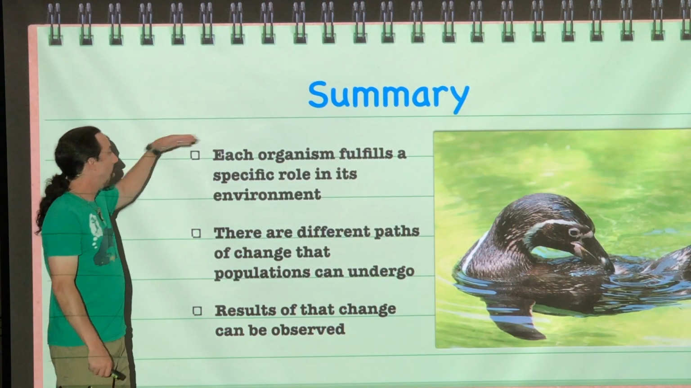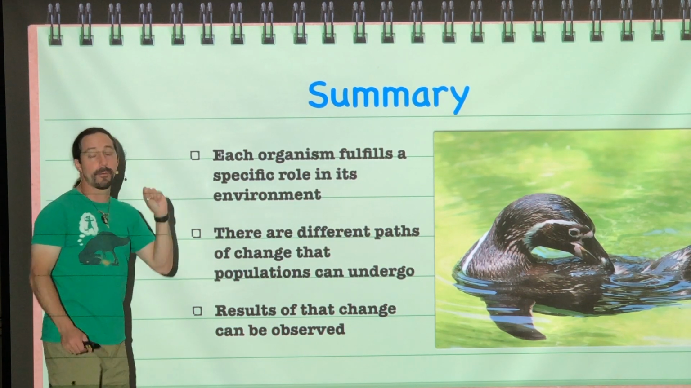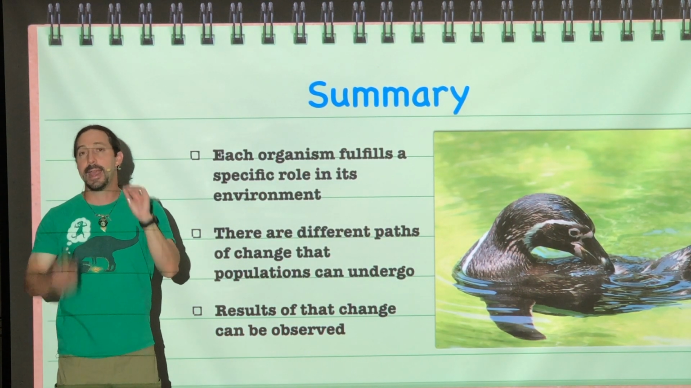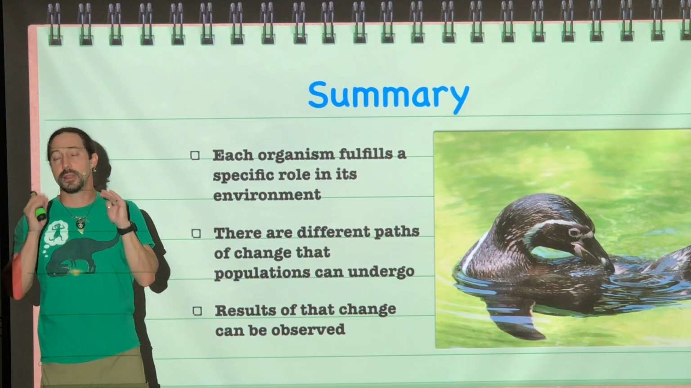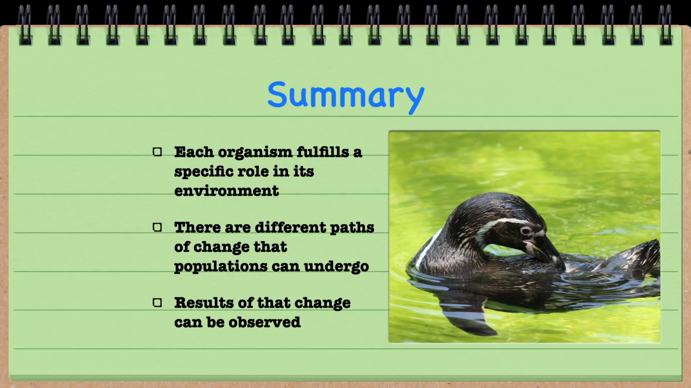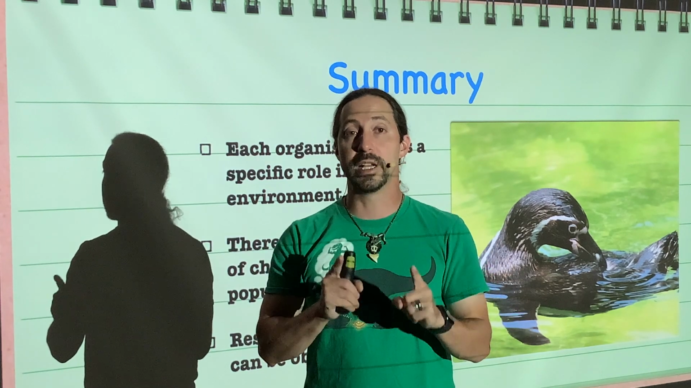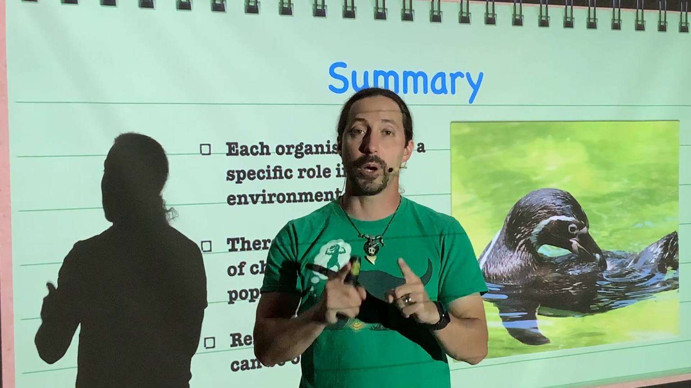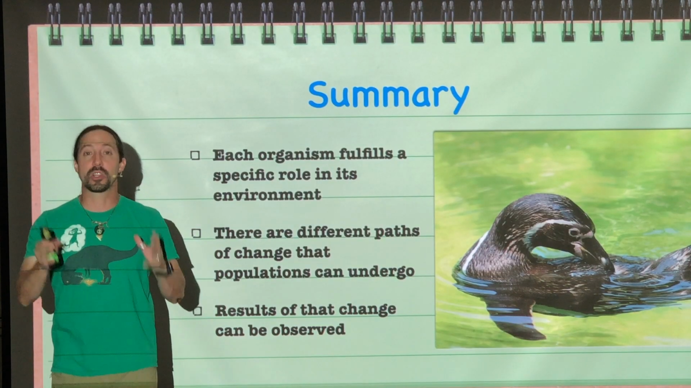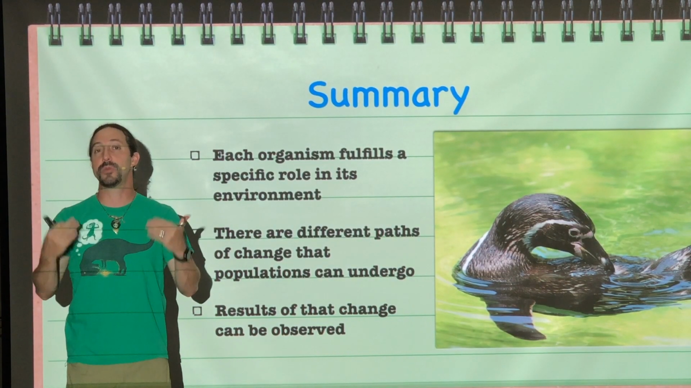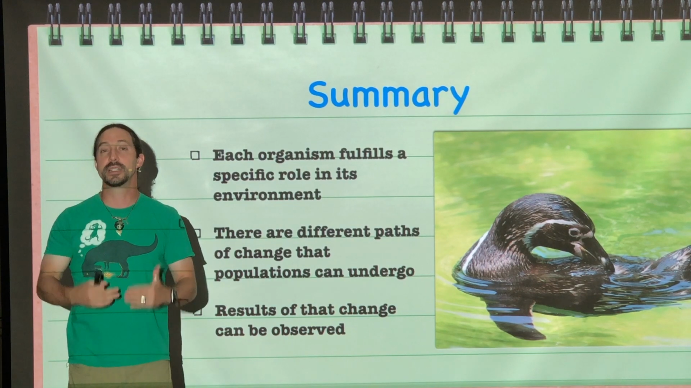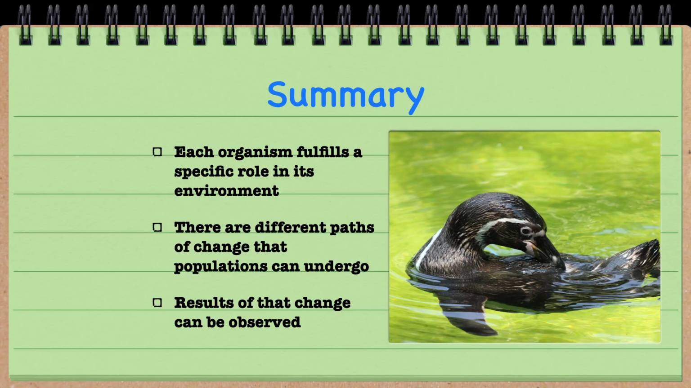So in summary, all organisms, they are going to fulfill a specific role in their environment, and that is their niche. That role that they serve is extremely important. If we were to remove them, that could be extremely detrimental to that ecosystem. Each organism serving a specific purpose. And two organisms are not going to occupy the exact same niche within an ecosystem because that would cause too much competition between those different populations.